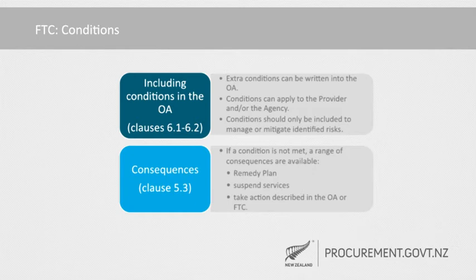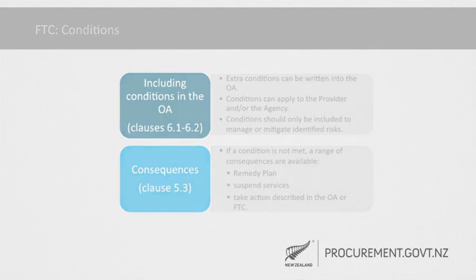Both the provider and the agency can negotiate to include conditions that the other must meet. The guiding principle with requesting the inclusion of conditions is that the condition must be necessary to manage or mitigate a risk identified by either party. The decision support tool, which we discuss later in this webinar, is a useful aid to determining whether any additional conditions should be included in an outcome agreement or the outcome agreement management plan.